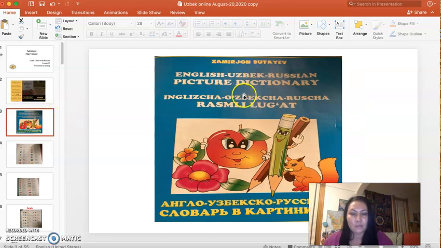I would like to show you this book. If you travel to Uzbekistan, please buy them from any store. The author is Zamirjon Butaev. It is an English Uzbek Russian picture dictionary. I use a couple of pages from this book. I hope you will find it helpful.